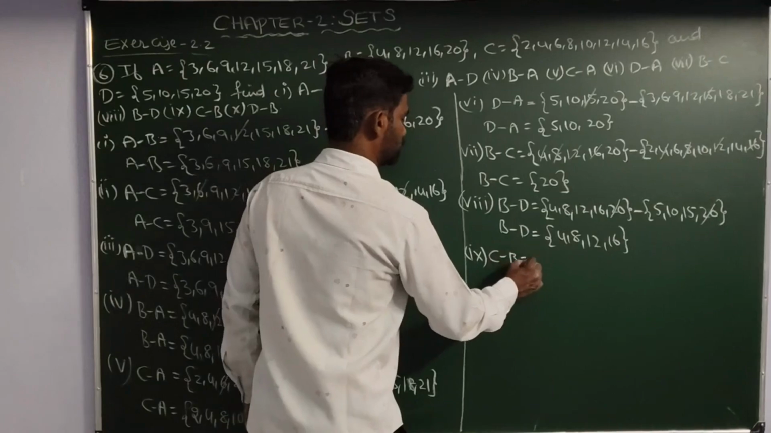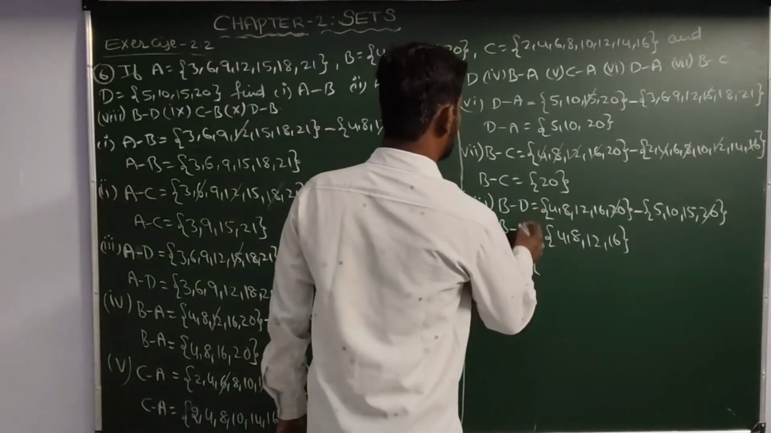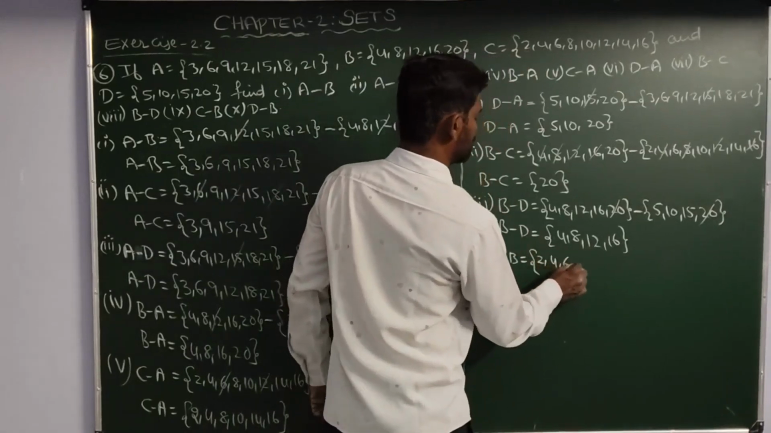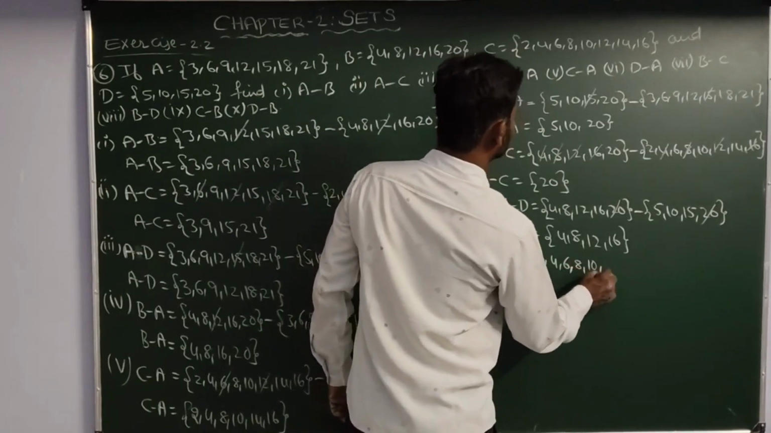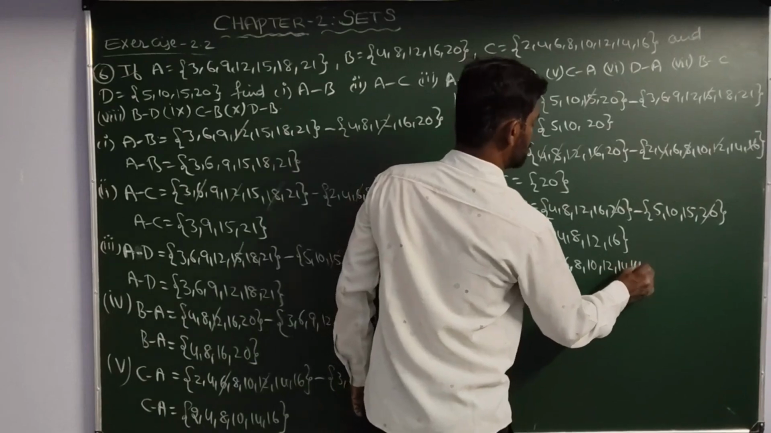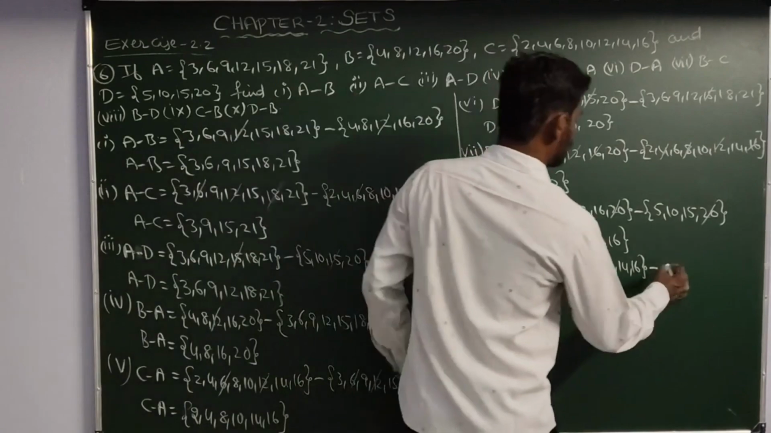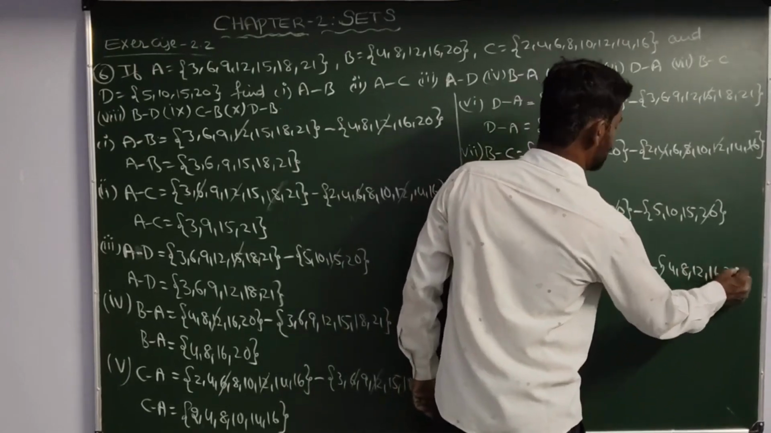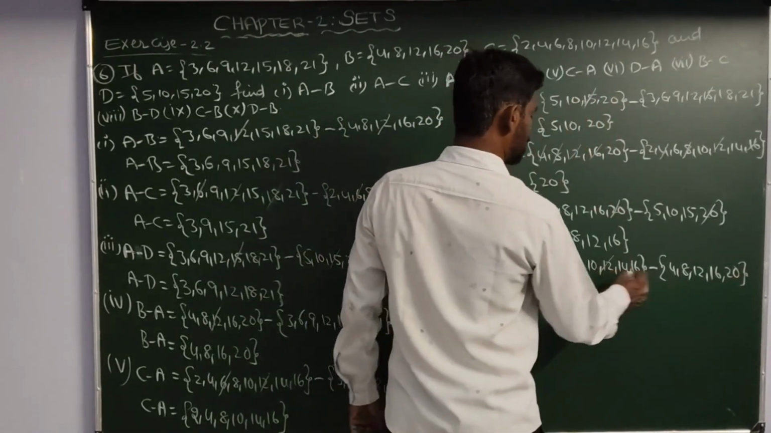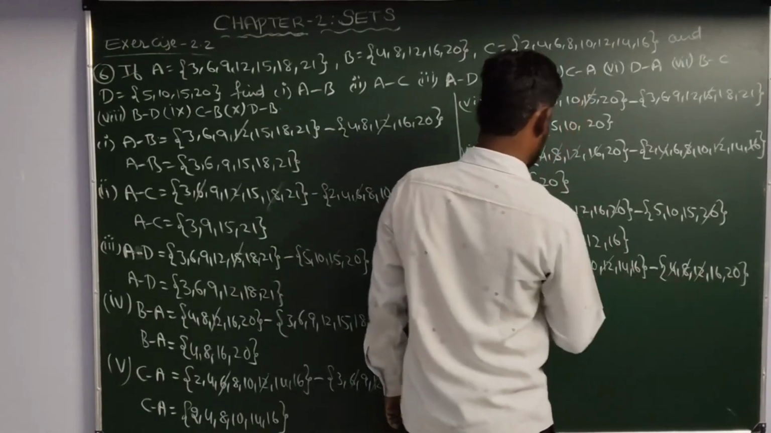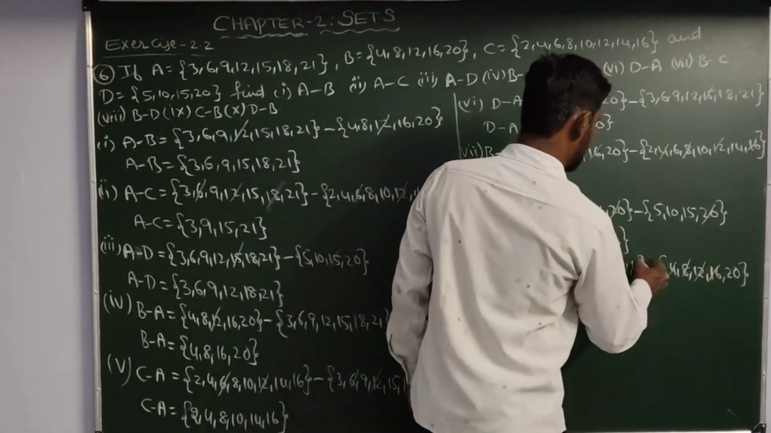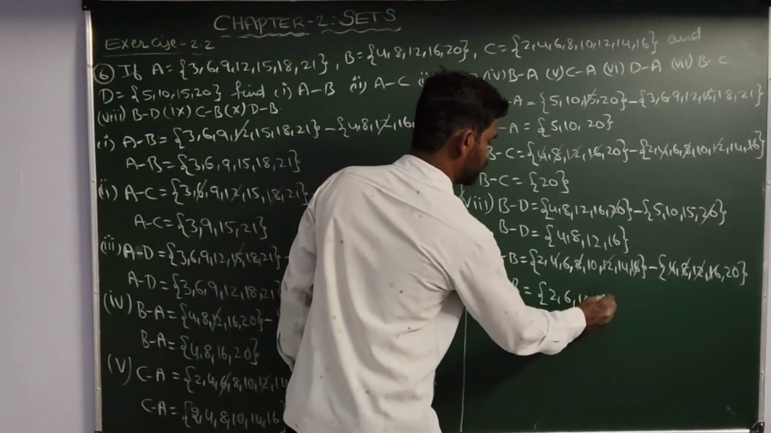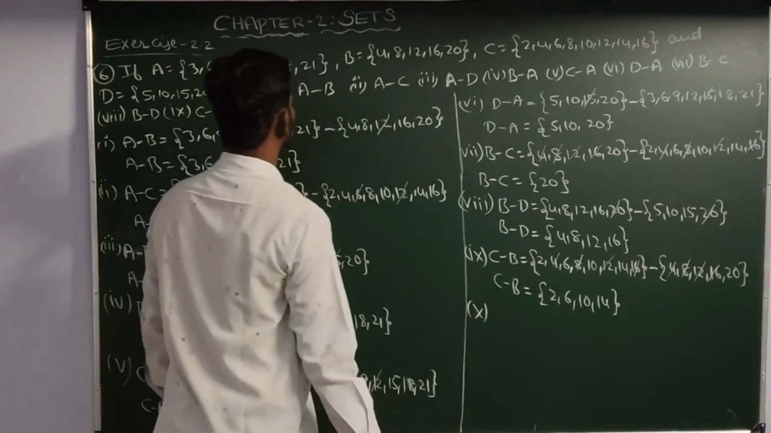C minus B is equal to. So C elements. What are the C elements? Elements of C are 2, 4, 6, 8, 10, 12, 14, 16 minus B elements 4, 8, 12, 16, 20. So the common elements are 12, 8 and 4, 4, 8, 12, 16 also. So we can write C minus B is equal to 2, 6, 10, 14. Next, last question, that is the 10th one.